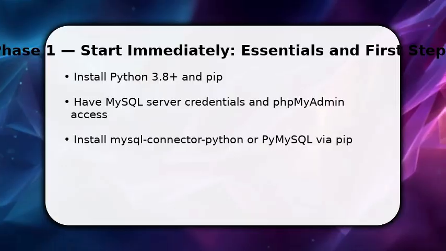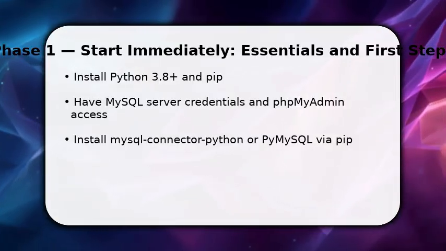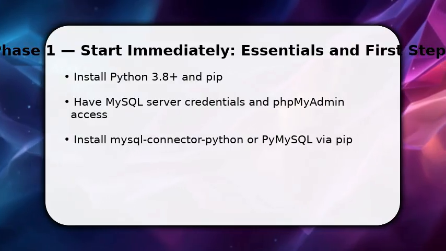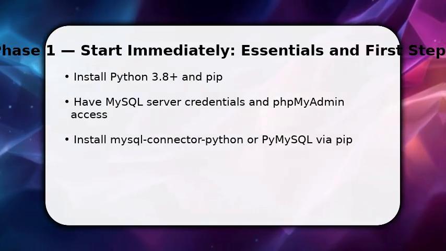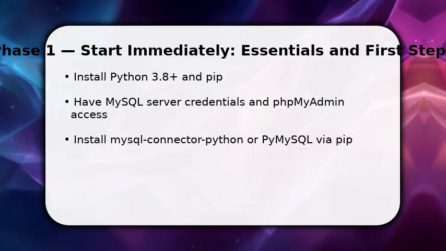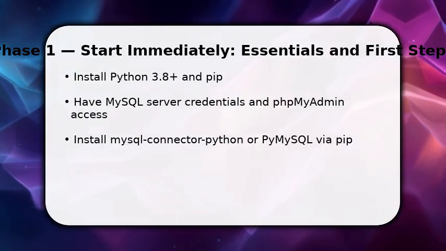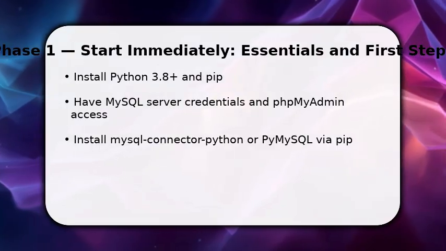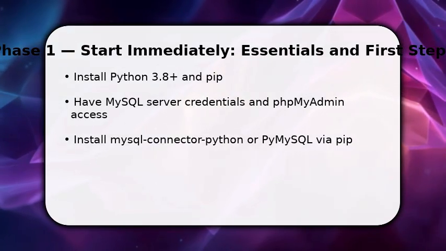Enjoy the video. You start by confirming prerequisites: Python 3.8 or newer and pip are installed, and you have MySQL user, password, host, port, plus phpMyAdmin access. Once done, open a terminal and run pip install mysql-connector-python.